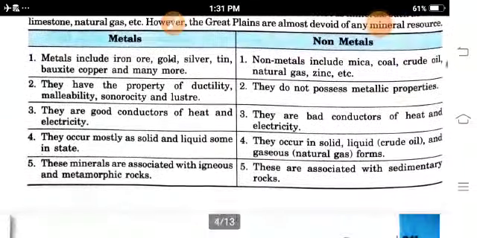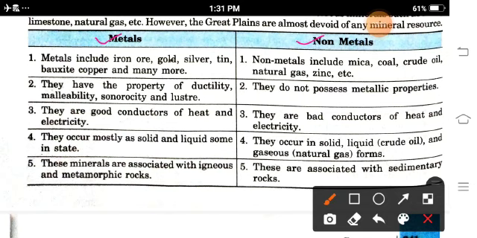Here is the difference between metals and non-metals. Metals include iron ore, gold, silver, bauxite, copper and many more. Non-metals include mica, coal, crude oil, natural gas, zinc. Metals have the properties of ductility and malleability, and non-metals do not possess metallic properties. Metals are good conductors of heat and electricity. Non-metals are bad conductors of heat and electricity.